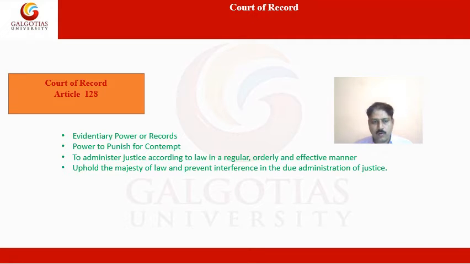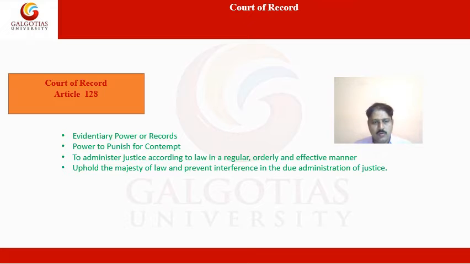A court of record is the court which has the inherent power to punish for contempt. It means that it does not require any statutory backing to punish for the contempt of itself or for the contempt of the lower courts.